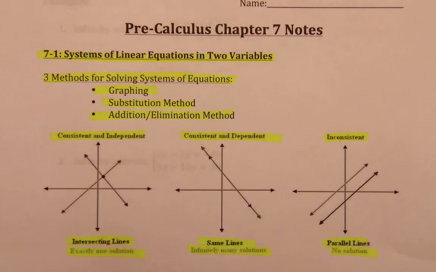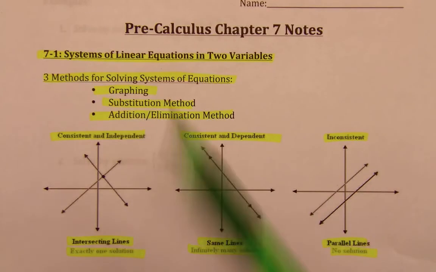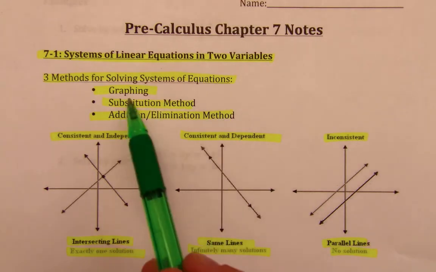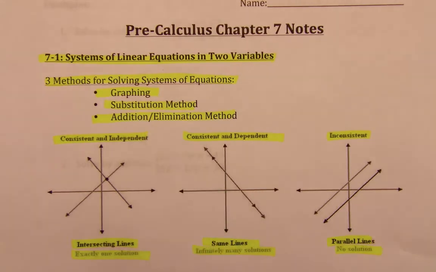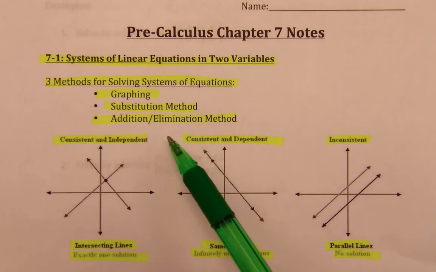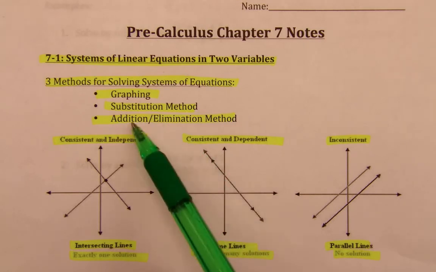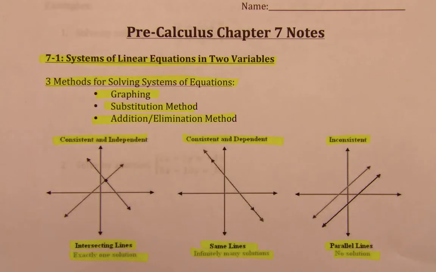Okay, so this is the beginning of Chapter 7, and we're looking at 7-1, Systems of Linear Equations in Two Variables. Now there are three different ways we can solve systems of equations. We can graph them and see where they intersect. We can use the substitution method, or we can use the addition and elimination method. Some books call it the addition method, but most books call it the elimination method.